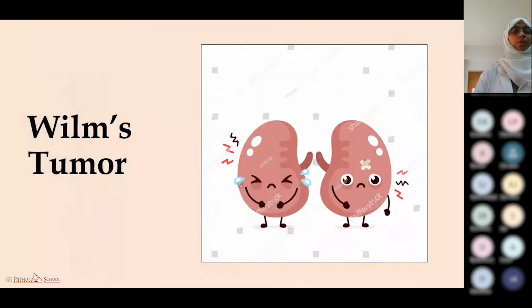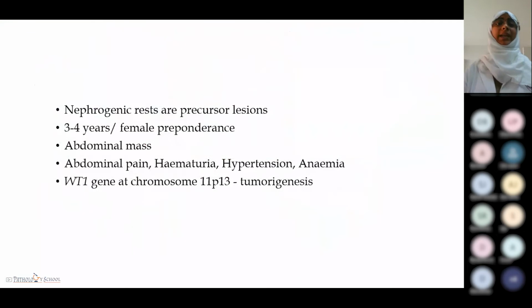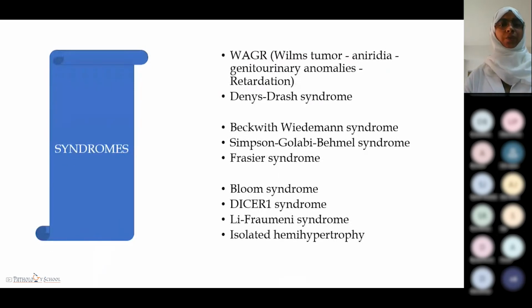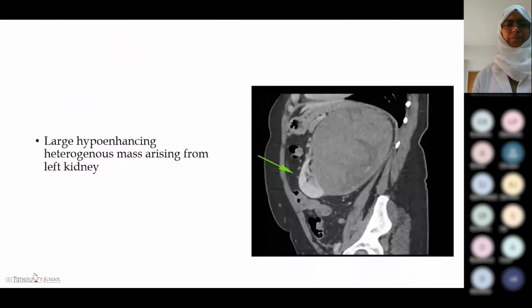Now comes the Wilms tumor. Wilms tumor arises from the nephrogenic rests, which are the precursor lesions, with female preponderance, and patients presenting with abdominal mass, abdominal pain, hematuria, hypertension, and characteristic WT1 gene mutation at chromosome 11. There are a few syndromes associated with this: WAGR, that is Wilms tumor, aniridia, genitourinary anomalies, and mental retardation, then Denys-Drash syndrome, and so on and so forth.